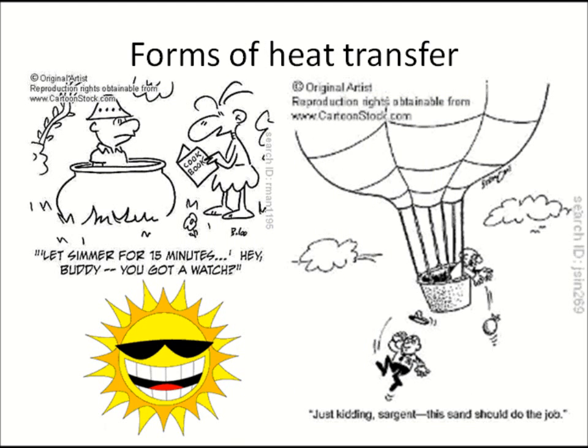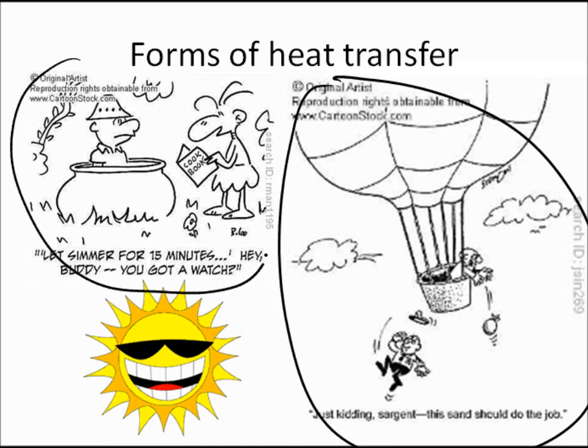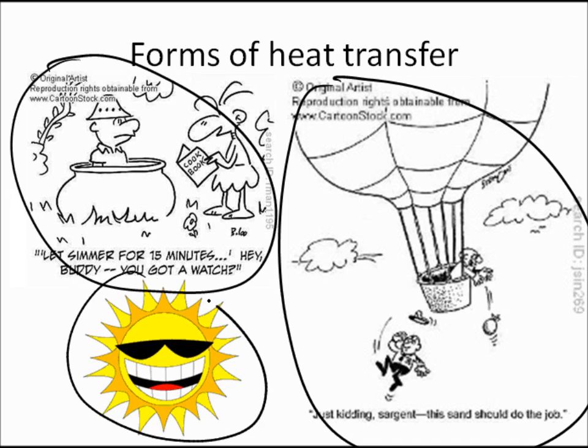Forms of heat transfer. There are three main ways of heat transfer: convection, conduction, and radiation. Convection. Convection is the heat transfer between fluids, which are gases and liquids. When a fluid is heated up, it becomes less dense and rises, leaving the unheated and denser fluids to sink.